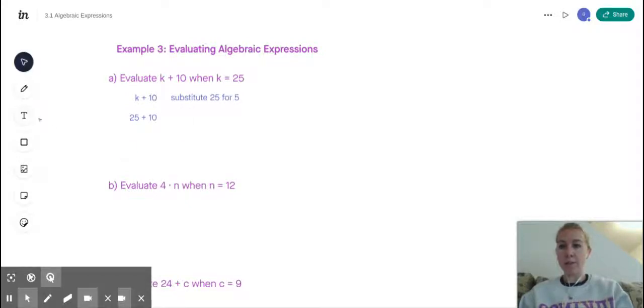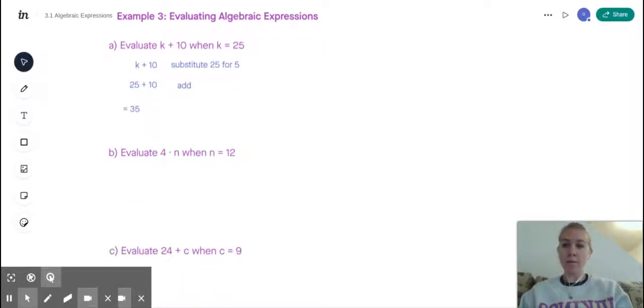Now, what operation do we need to perform? Well, we have an addition symbol, so now we're going to add. And I know that 25 plus 10 is 35. So there we go. We just solved our first algebraic expression. All right, let's go over another one.